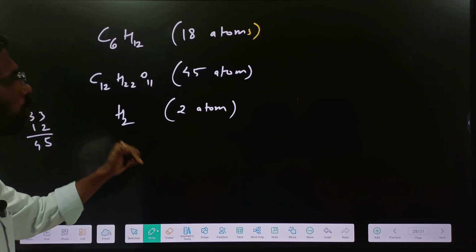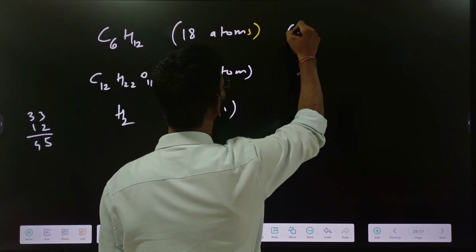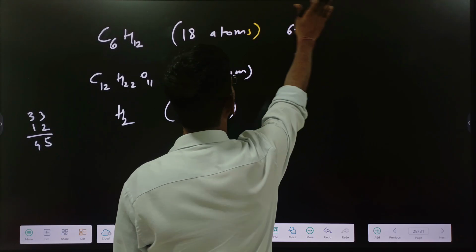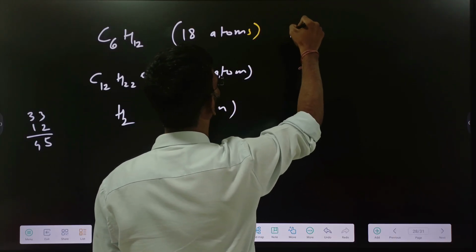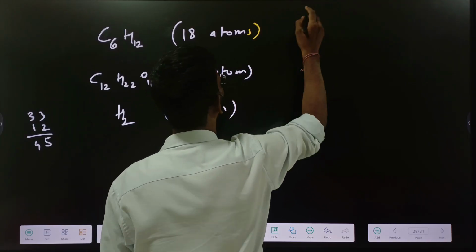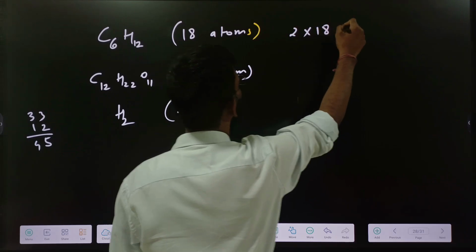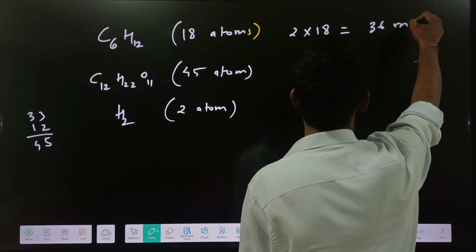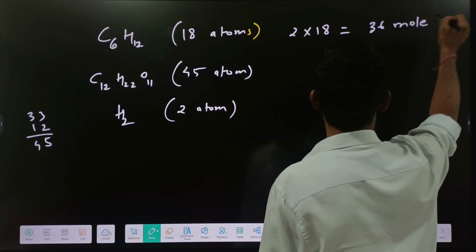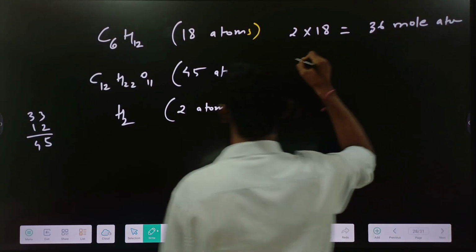So total number of the atoms over here: how many moles? 1 mole, sorry, 2 moles. I am getting 2 into 18 is equal to 36 mole atoms will be there. Mole atoms. Over here this is what?